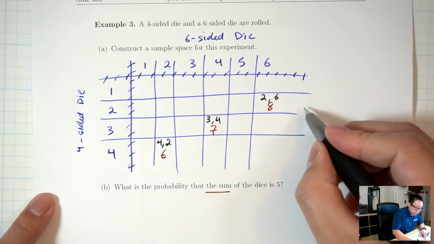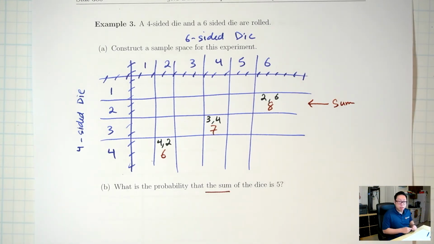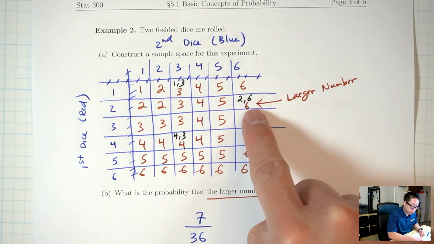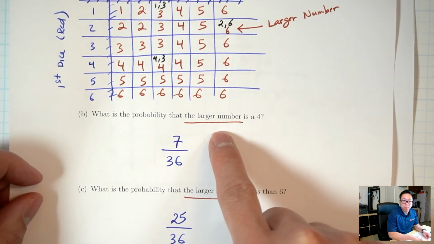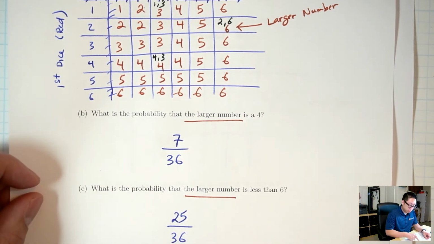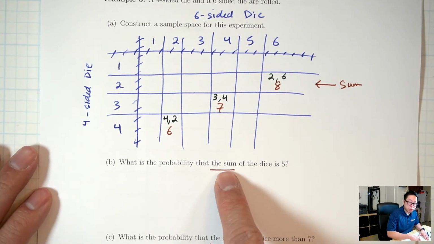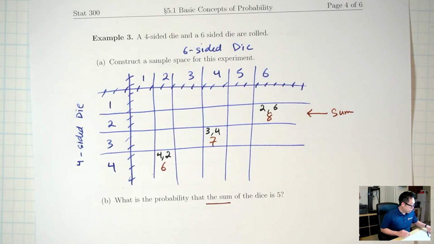Now notice that this differs from what we did in example 2. In example 2, I didn't put the sum. I put the larger number in there. A 2 and a 6, the larger number will be 6. And why? Because parts B, C, and D were asking about the larger number, larger number, larger number. Here, the questions are asking about the sum, so I should put the sum in there. So let me go through and put in the sum.